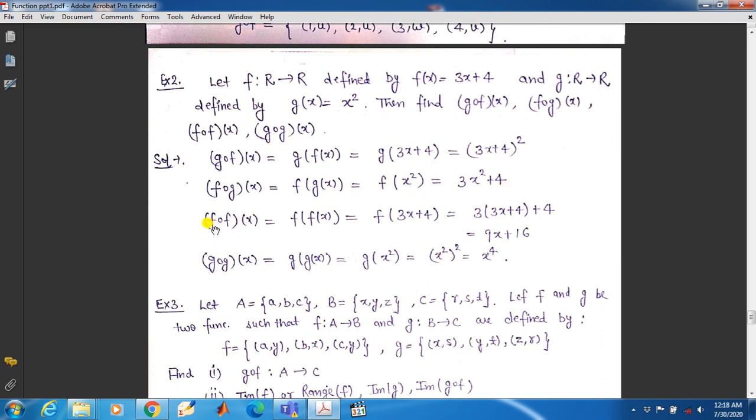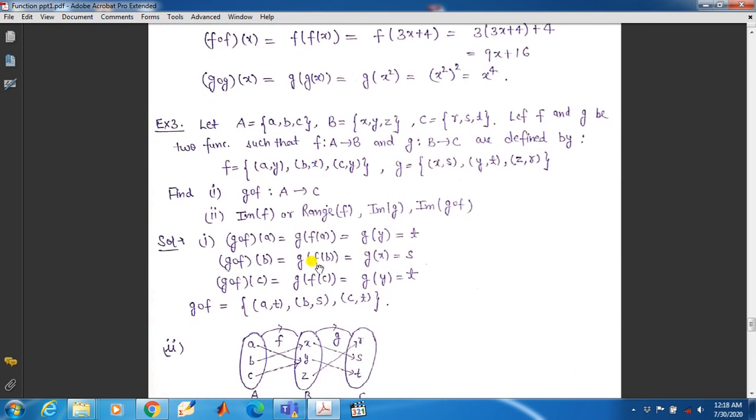Similarly for fof, that means f of f(x). f(x) is 3x plus 4, so f of 3x plus 4. That means the whole element will now be 3x plus 4. Replace that value here in the place of x. So 3 into x, where x is now 3x plus 4, plus the remaining term 4. Calculate that one. It will be 9x plus 16. Similarly for the gog, you can write it down there and it will be x raised to the power 4.